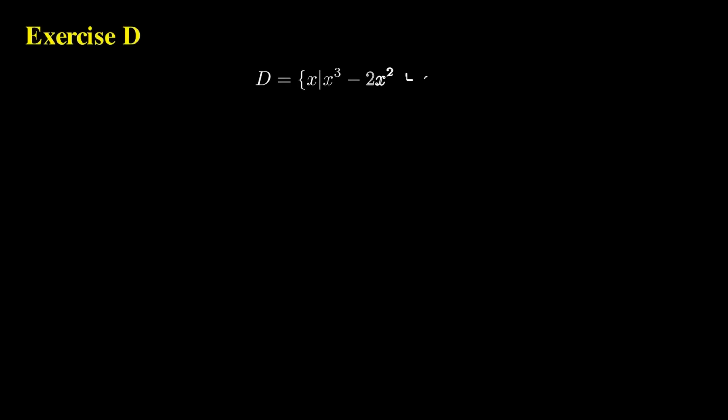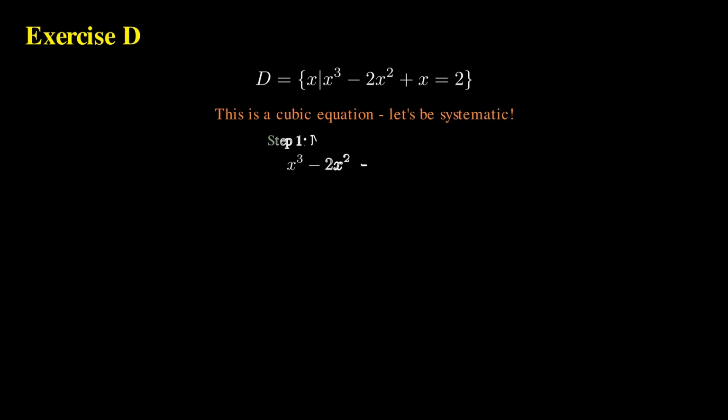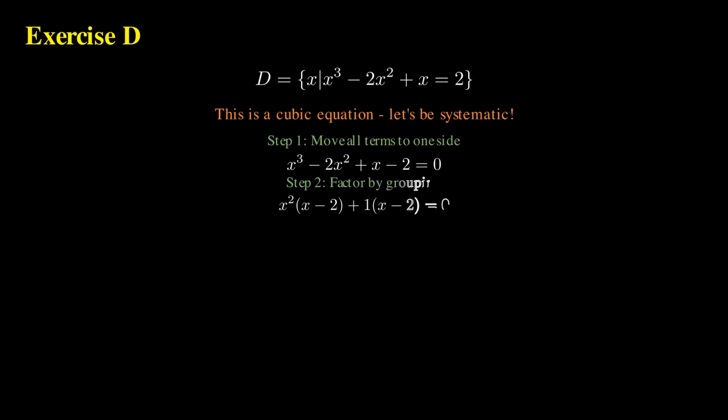Now for the boss level, D equals the set of all x where x cubed minus 2x squared plus x equals 2. This is a cubic equation, don't panic. Here's my systematic approach. Step 1, move everything to 1 side. X cubed minus 2x squared plus x minus 2 equals 0. Step 2, factor by grouping. Group the first two terms and the last two terms.